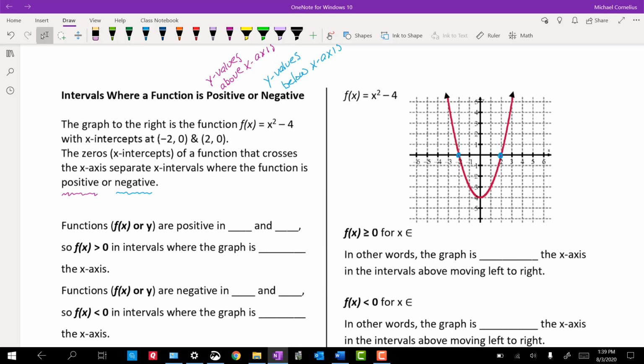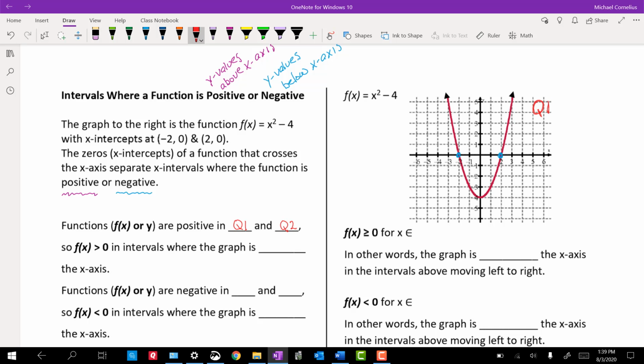So down below, continuing on, it says functions, and a function could be f of x equals something, or it could be y equals something. Functions are positive in quadrants 1, Q1, and Q2. Let's take a look at that while we're here. Quadrant 1, where is quadrant 1? Quadrant 1 is right here, where x and y are both positive.